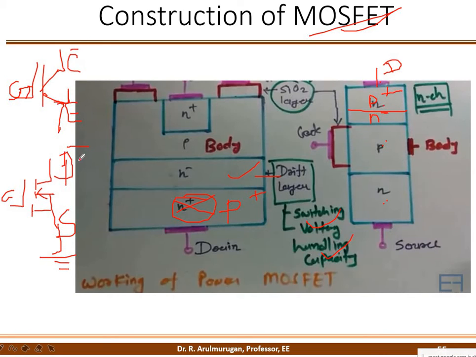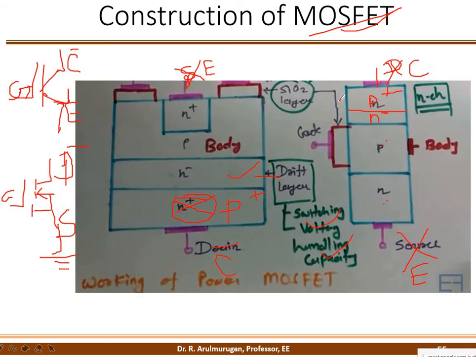The drain terminal is replaced with the collector terminal. The source is replaced with the emitter. Just rename it. Where is the source? N plus is called the source, and the source terminal is replaced with the emitter. That's all. This is the IGBT construction.